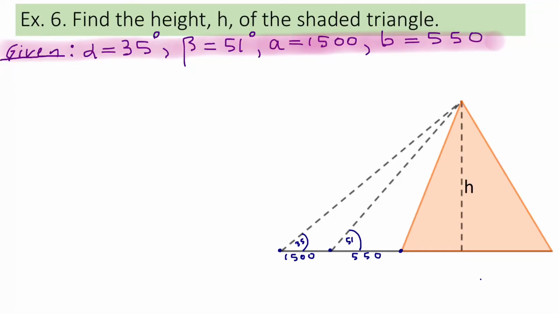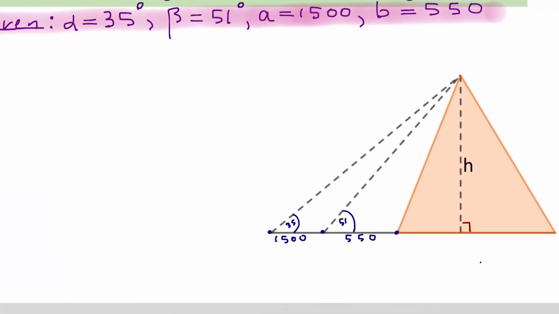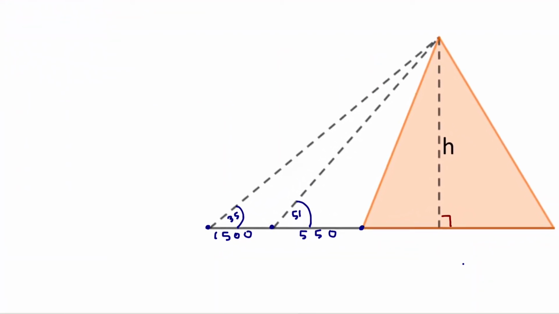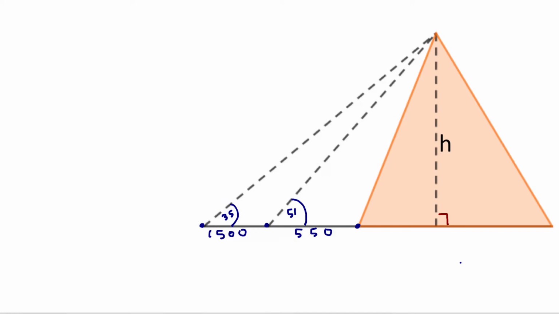Example 6 says find the height h of the shaded triangle. So that means this h side is perpendicular to the base here, so that's a 90-degree angle. These are my given dimensions, and I wrote them on here so we could see where they are. I'm going to figure out a strategy for solving this triangle here for h.